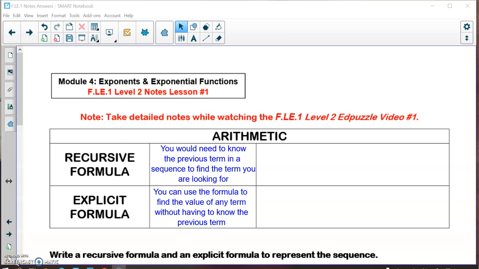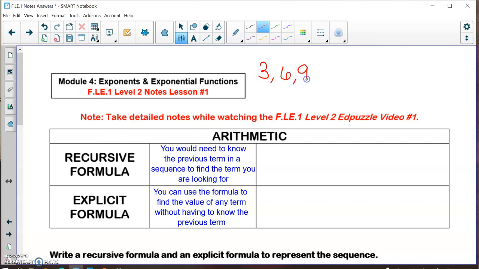All right, so now we're going to learn about two different types of formulas that we will use for arithmetic and geometric sequences. But in this video, we're only going to be focusing on arithmetic sequences. So one way that you can find terms in an arithmetic sequence or a geometric sequence, for example, if I had the following sequence, okay, and I asked you to find the sixth term of the sequence.